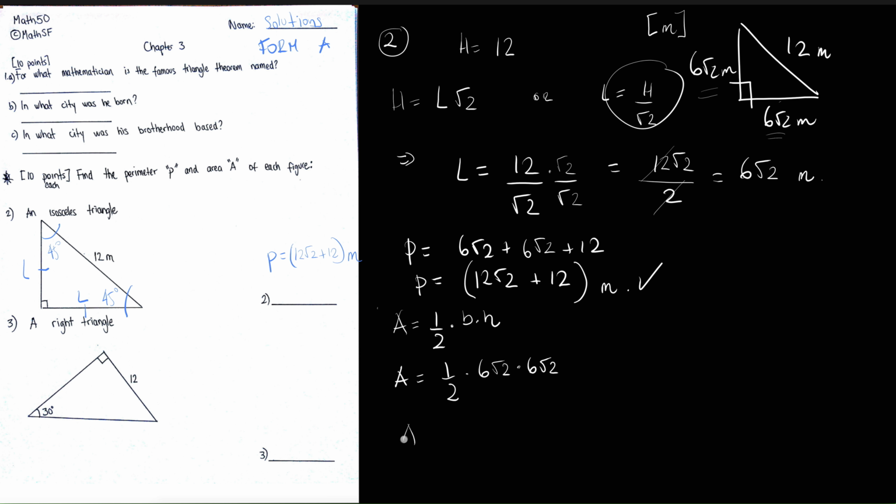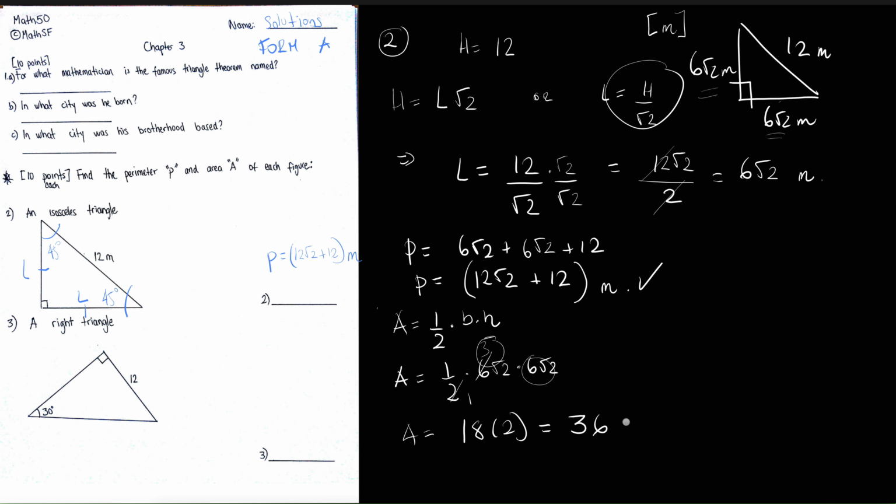So A equals, well, I'm going to do some math here. I think I can reduce this. It's going to be 3 root 2. But this 3 and this 6 will actually make 18. And the root 2 times root 2 is actually 2. So therefore, the area should be 36.